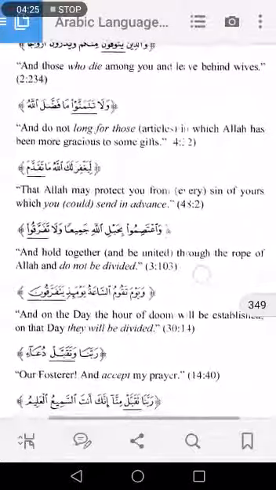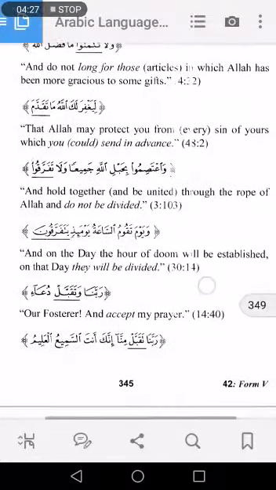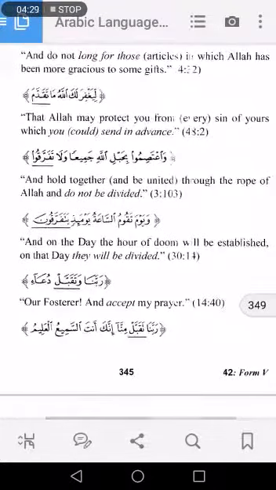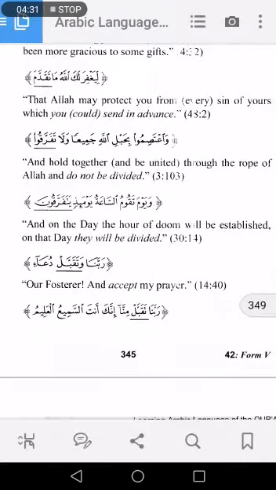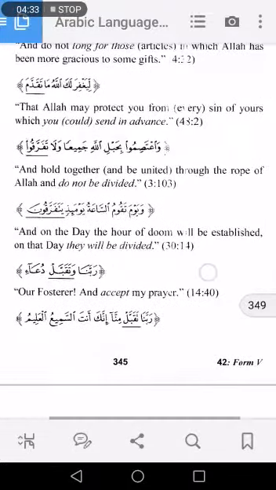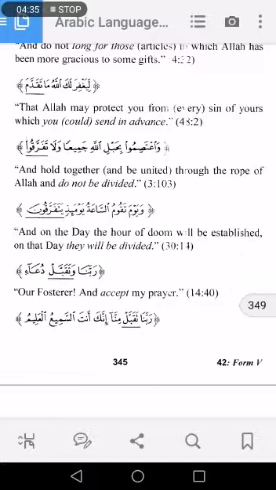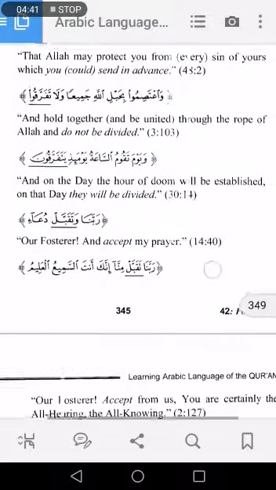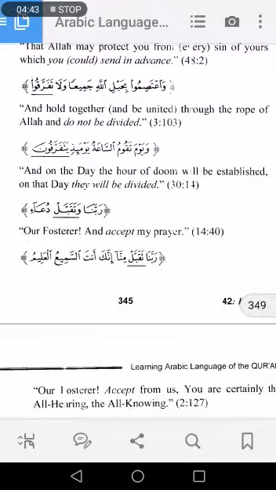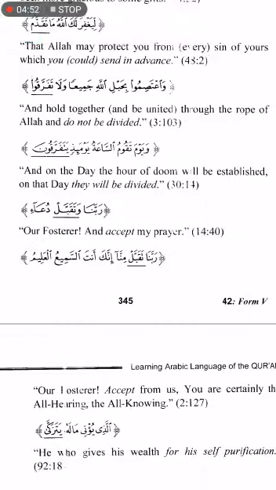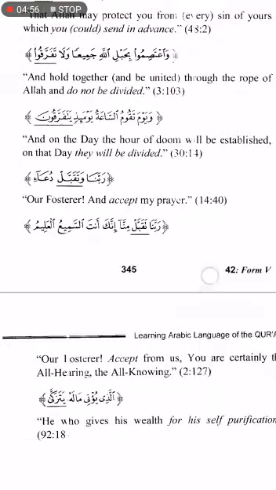So similarly, you have the other ayat as well. This is Surah 3, Al Imran, Ayah 103. وَاعْتَصِمُوا بِحَبْلِ اللَّهِ جَمِيعًا وَلَا تَفَرَّقُوا. And hold together, be united through the rope of Allah, and do not be divided. وَيَوْمَ تَقُومُ السَّاعَةُ يَوْمَئِذٍ يَتَفَرَّقُونَ. And on the day the hour of doom will be established, on that day they will be divided. يَتَفَرَّقُونَ. Then you have تَقَبَّل.